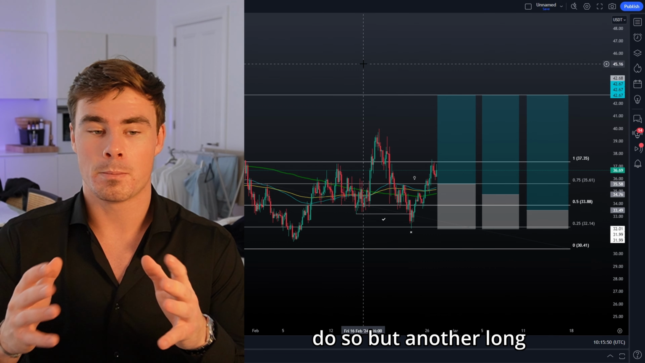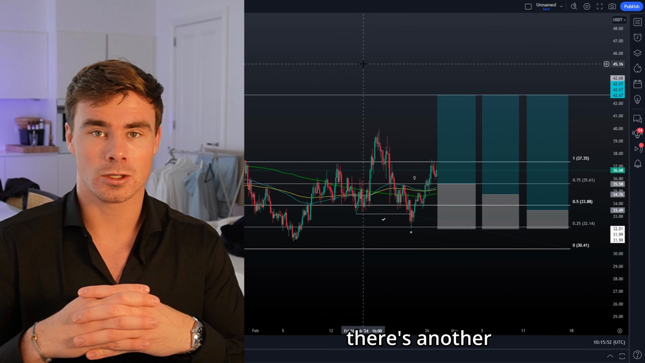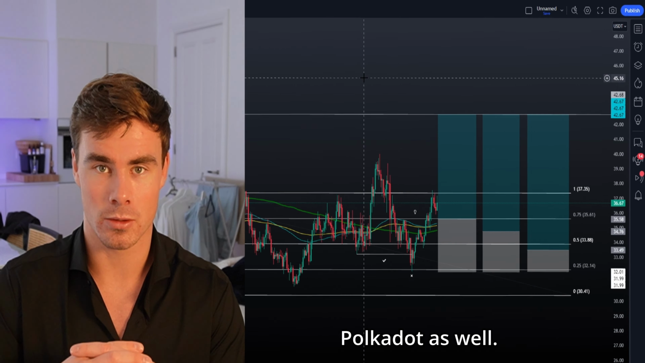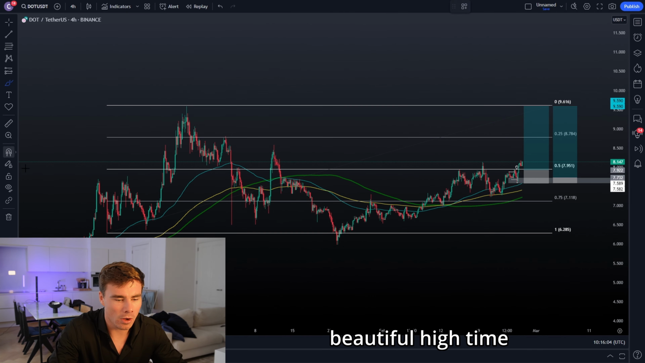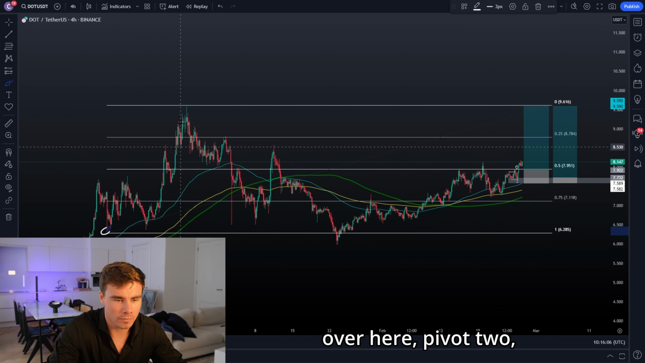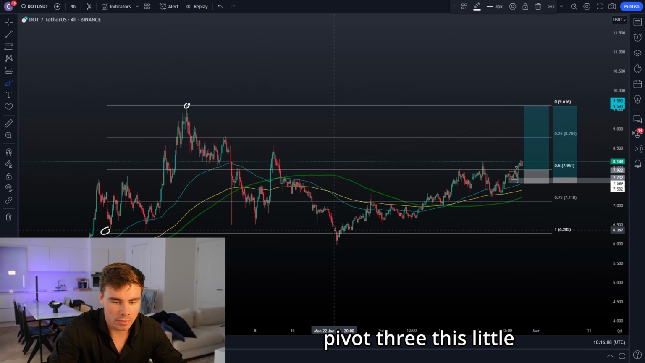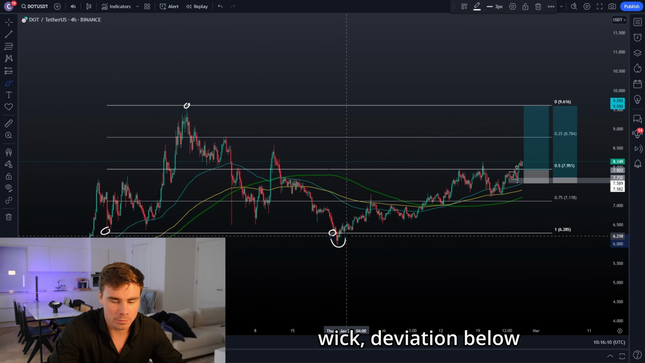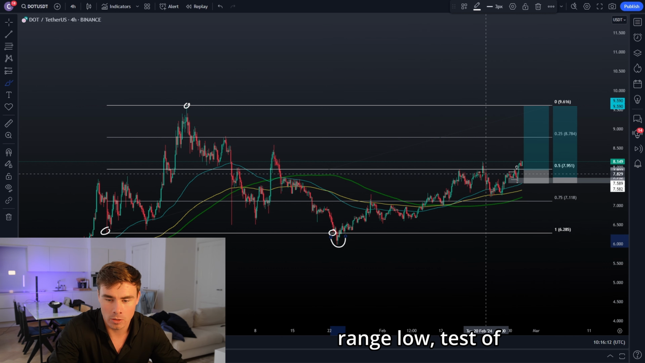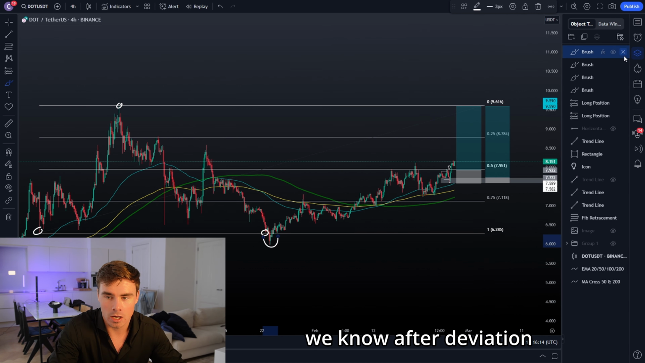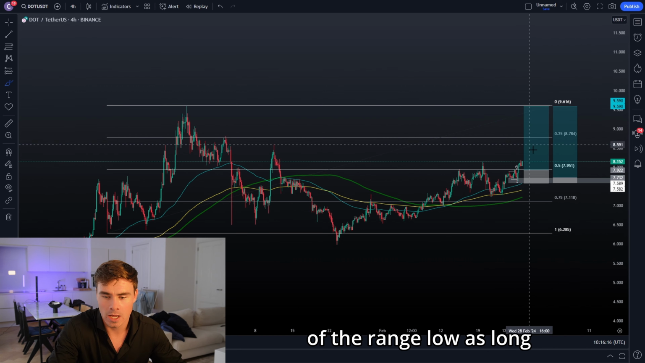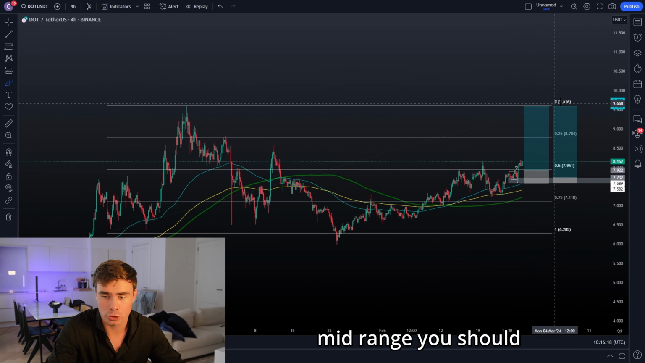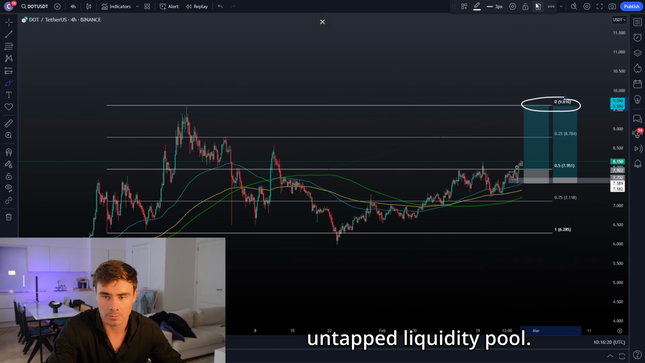But another long trade, and there's another one coming on Polkadot as well. So also for Polkadot, a beautiful high time frame range. Pivot 1 over here, pivot 2, pivot 3, this little wick, deviation below the mid-range, below the range low, test of the mid-range, and then we know after a deviation of the range low, as long as you hold the mid-range, you should expand towards that range high untapped liquidity pool.